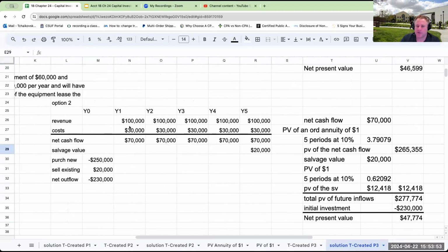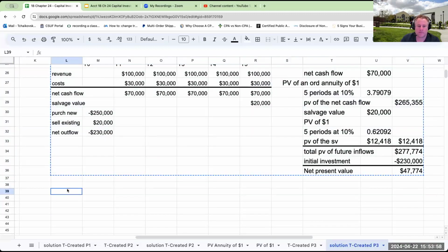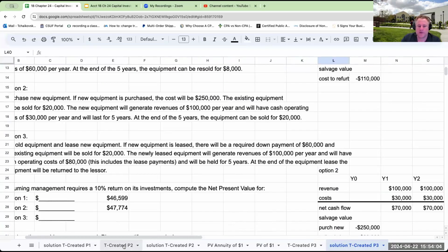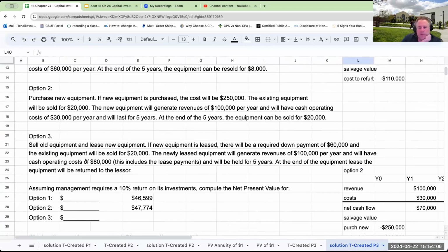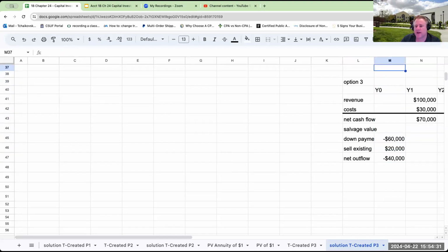Now that's option 2. Let's take a look at option 3. Now with option 3, let's take a look at this. Sell old equipment and lease new equipment. So we're not going to own it. We're going to lease it. If the new equipment is leased, there will be a required down payment of 60,000 and the existing equipment will be sold for 20. Okay. So for option 3, I'm going to have to make a down payment of 60. And so my net outflow here is going to be 40,000.